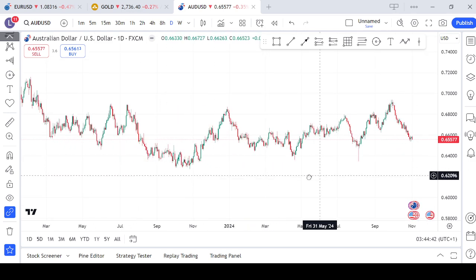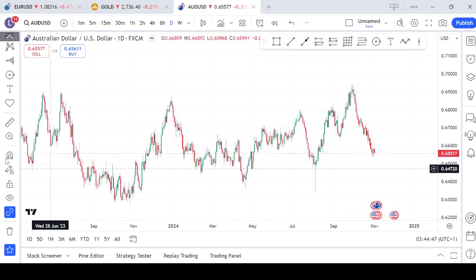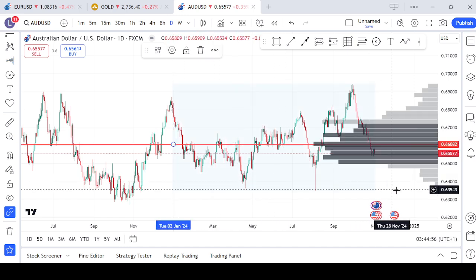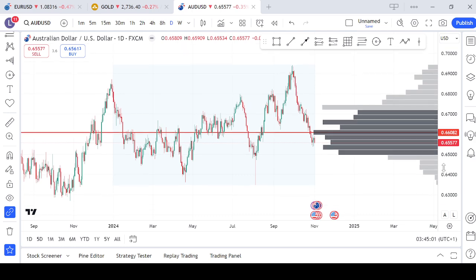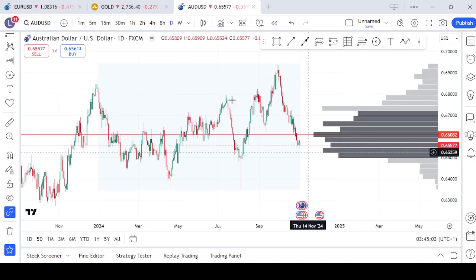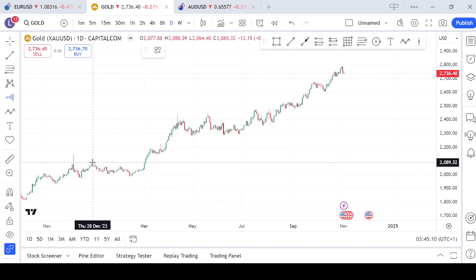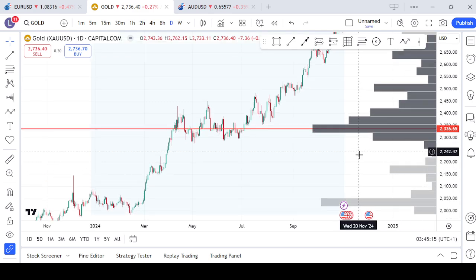So I'm just going to put the volume profile on my chart, and this is the volume profile. I'm going to start from 2024 to present day. Okay, let me also put this on gold from 2024 to present day. You can see the volume profile.